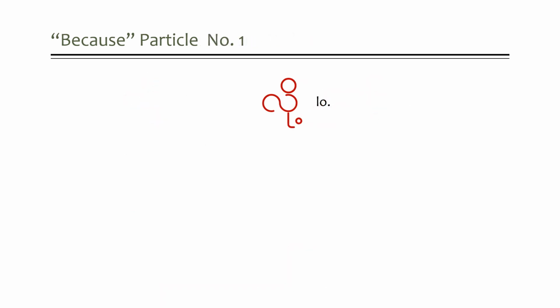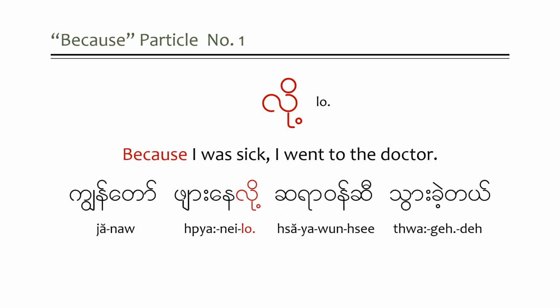This is the first particle I'll discuss, lo. I'm going to use this particle with our first sentence. Now I've already reversed the order, so the sentence is, because I was sick, I went to the doctor. In Myanmar, you would say, Jino pyane lo seawansi dwagere. Now, to help you understand the structure of this, I've actually transliterated this statement. It would be I, sick because Dr. went. So you're able to see that this particular particle, the lo particle, comes at the end of that phrase, the because phrase. That's where it's placed.